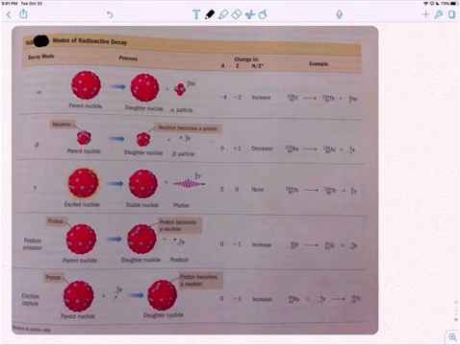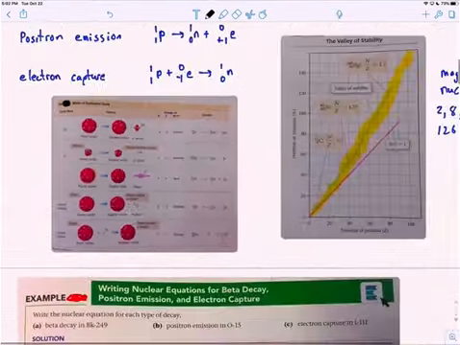And if you're wondering how you can tell the difference between positron emission and electron capture, it has to do with the radiation coming off, because the positron meets an electron and gives off that characteristic photon.